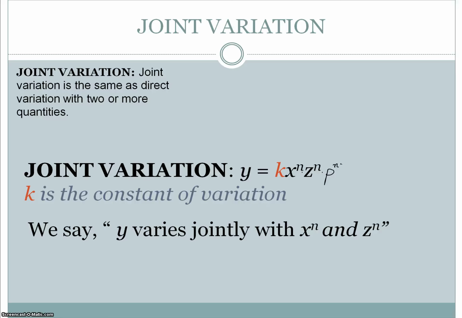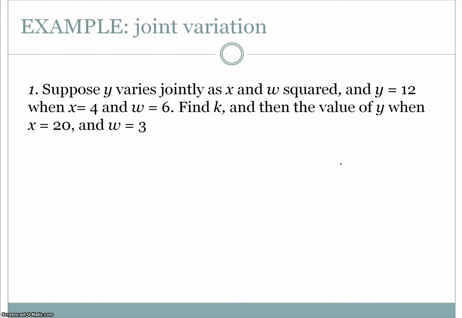So let's take a look at an example of how we would set up and solve a problem that had joint variation. Suppose y varies jointly as x and w squared, and y equals 12 when x equals 4 and w equals 6.